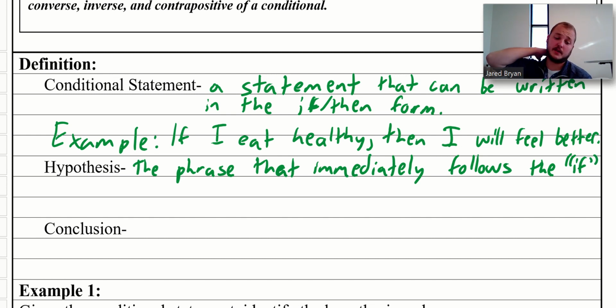Okay, so for instance, in the example we just used, my statement was, if I eat healthy, then I will feel better. My hypothesis is just, I eat healthy. That's the conditional part of that if. If, then this happens. So notice the if is not included. I would just say that the I eat healthy part is my hypothesis. And I can even write that down here as well. For an example, if we're continuing, I eat healthy.